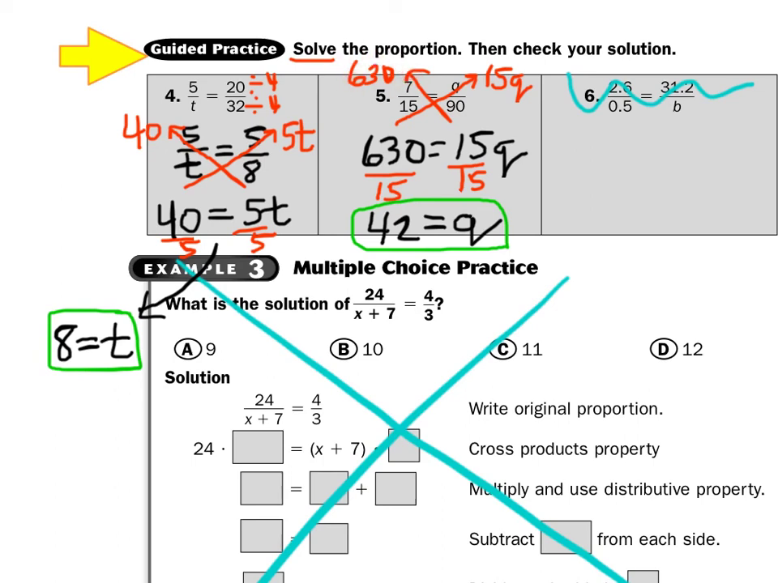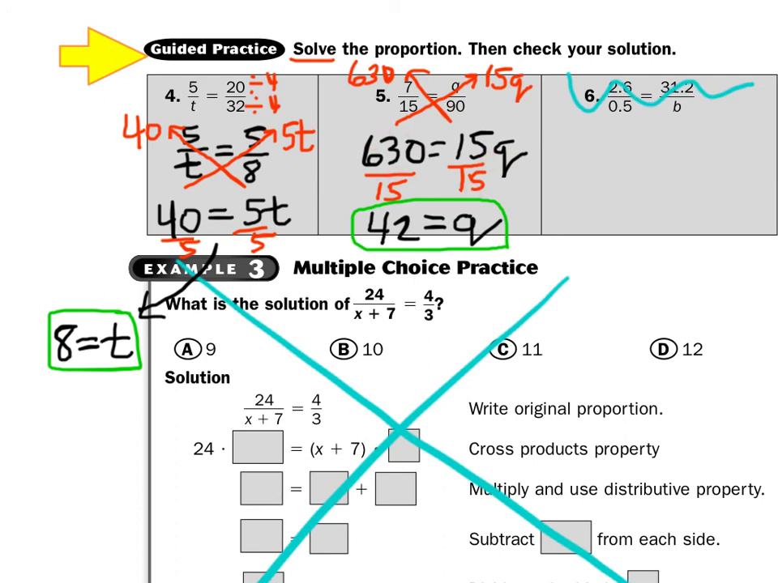And now let the cross products drop down. The 630 comes down, the equal sign comes down, and the 15q comes down. Now circle the variable and bring the wall down underneath the equal sign. Look at what's touching the circle. I see 15 times touching the circle. So do the inverse. Divide by 15 on both sides of the wall.